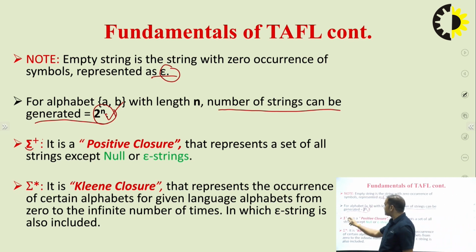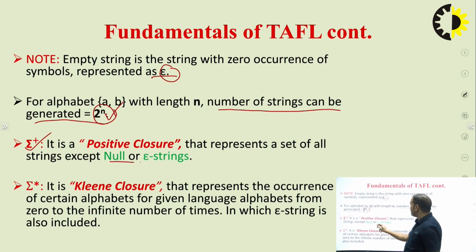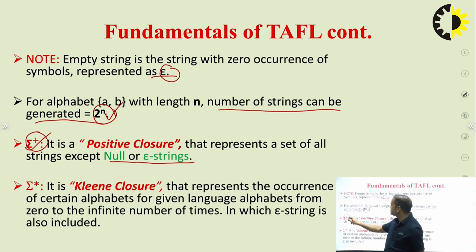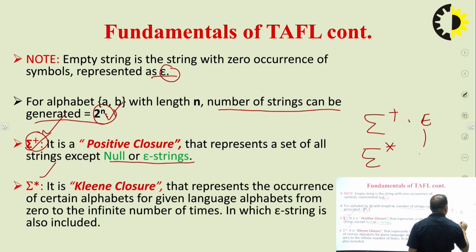Here a symbol is used, sigma plus. This is the positive closure, and it represents the set of all strings except the null string. That means this is the set of all strings without null. We have to remove null from the given set, then we obtain sigma plus. Next one is sigma star. It is also called Kleene closure, and it represents the occurrence of symbols of a given alphabet from 0 to an infinite number of times, in which the null string is also included. That means in sigma plus we do not take null, but in case of sigma star we have to include null. We will discuss later by taking an example.